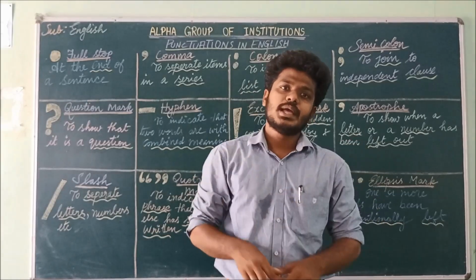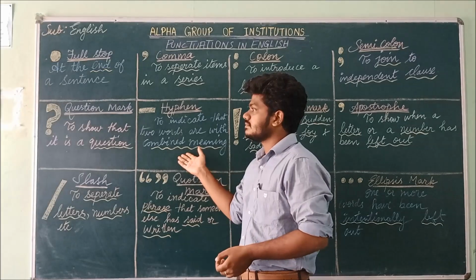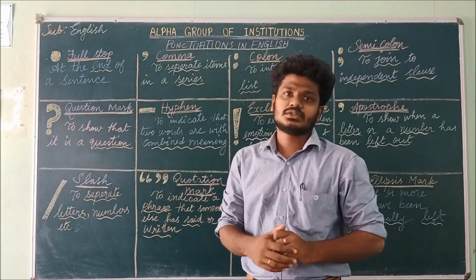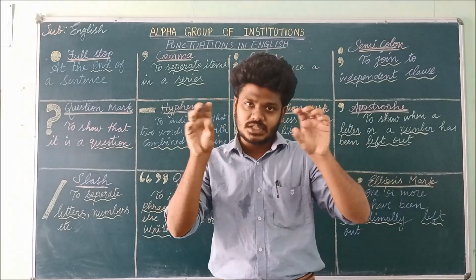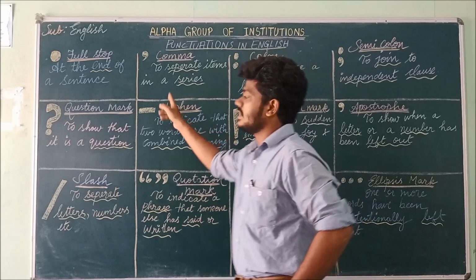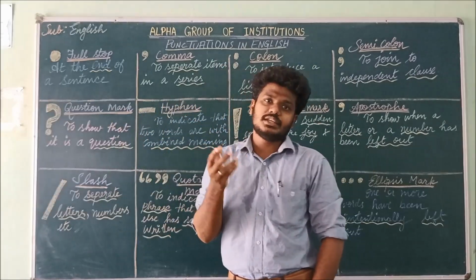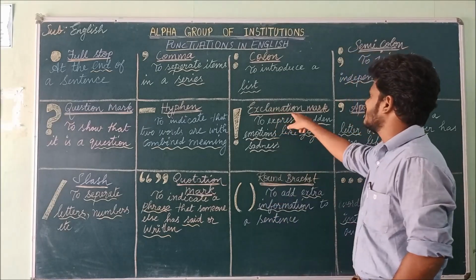So cooking-oil, pick-up, school-goer. Like that, we add a hyphen to join two different words to give a combined meaning. So that is the purpose of using a hyphen while writing in English. Okay, clear? Yes. Now let's move on to the exclamation mark.